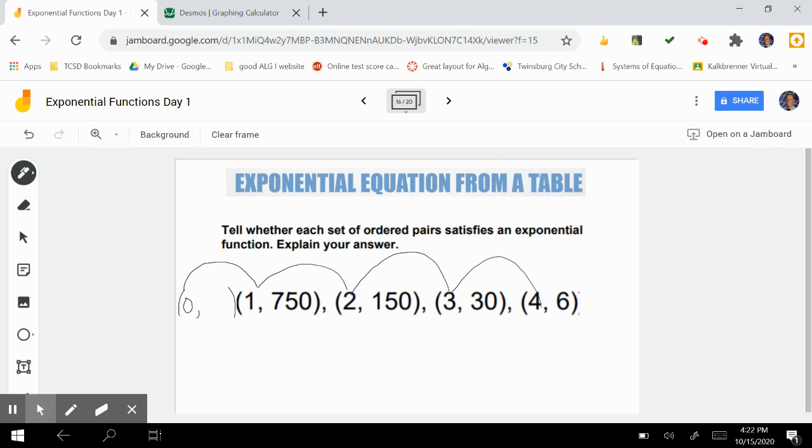So I'm just going to take the last number for y, 6, and I divide it by 30. So I just took this number, put it in the numerator, take that number, 30, and put it in the denominator, and I get a multiplier of what? 1 over 5. All right? So we're getting smaller by that value. Any questions?